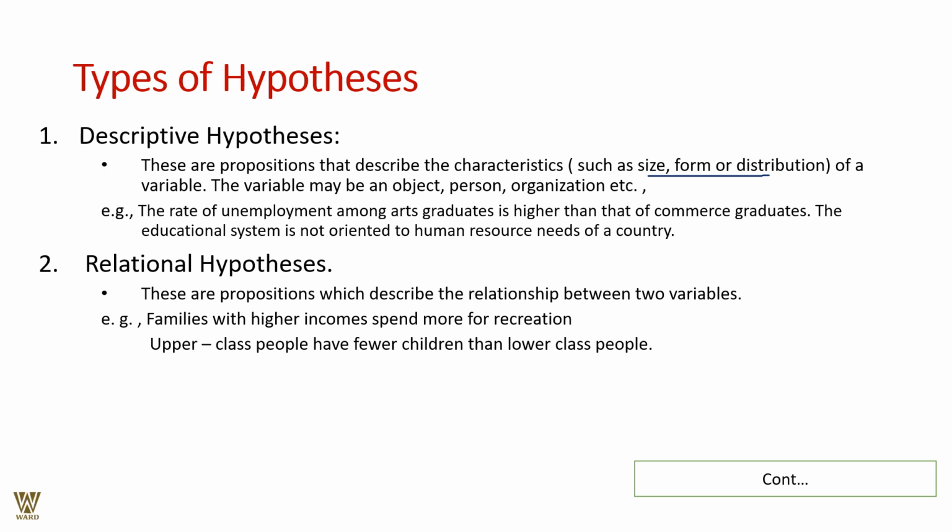Now let us go with the hypothesis called relational. This hypothesis is between two variables. That is what we want to go around. Families with higher income spend more on recreation. Another example: upper class people have fewer children than lower class people. The outcome is about this.